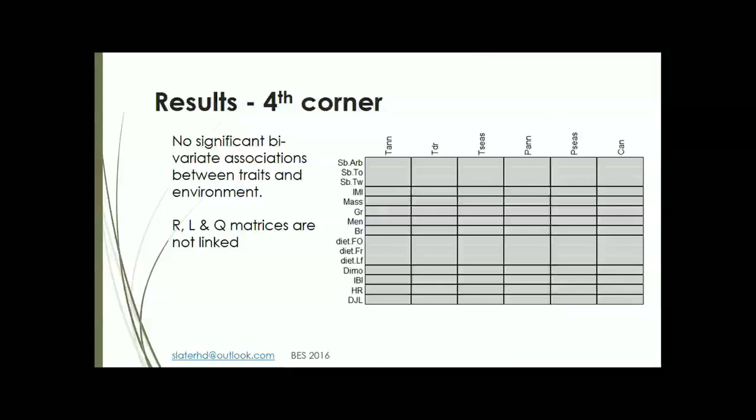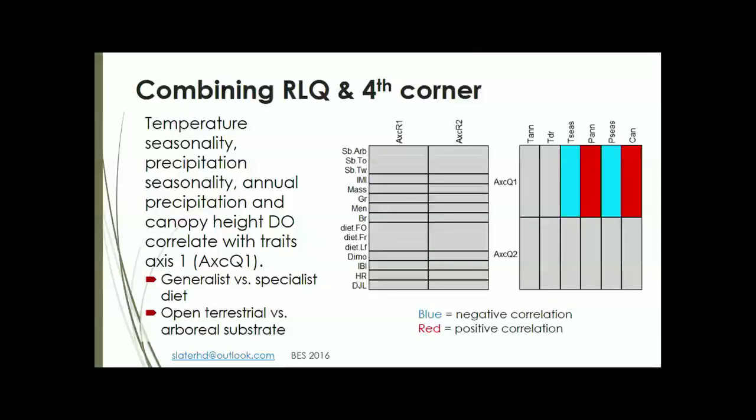When we did fourth corner, we didn't find any significant bivariate associations between traits and environment, which suggests that all of these associations here are not significant, and there doesn't seem to be any link between biological traits and environmental variables. However, when we combined the two approaches and tested the correlations between the axes, what we found is that for the environment axes and traits, there were no significant correlations. However, for the traits axes and environment, there was a significant correlation along the x-axes with temperature seasonality and precipitation seasonality. These were negatively correlated, and annual precipitation and canopy height were positively correlated.